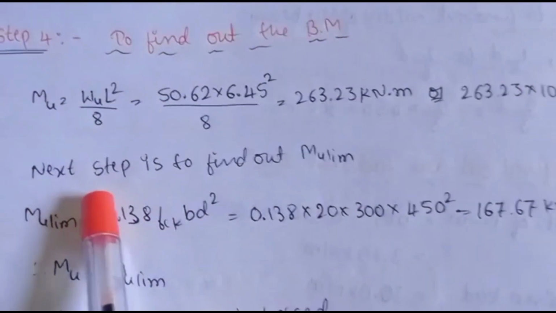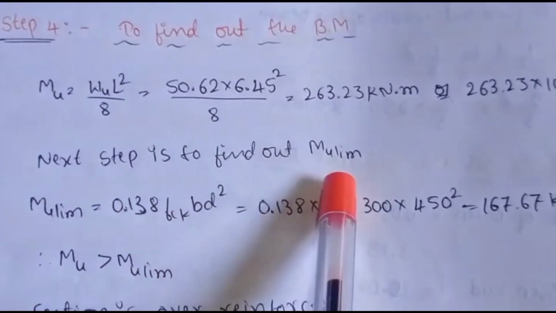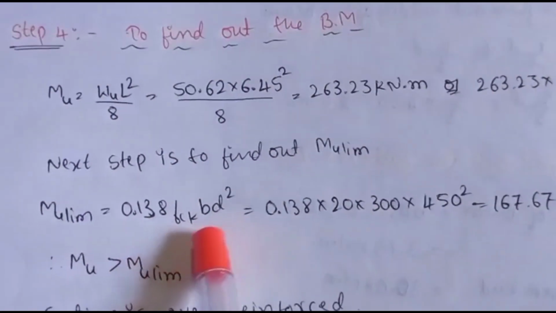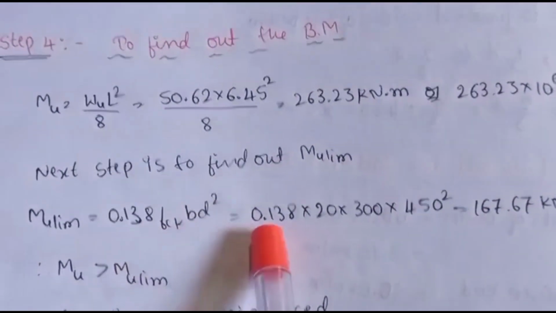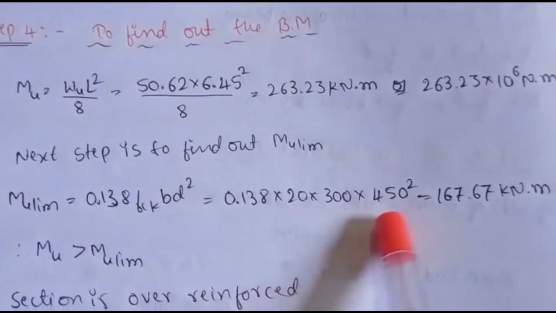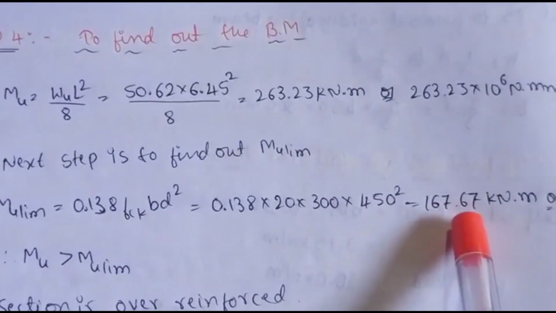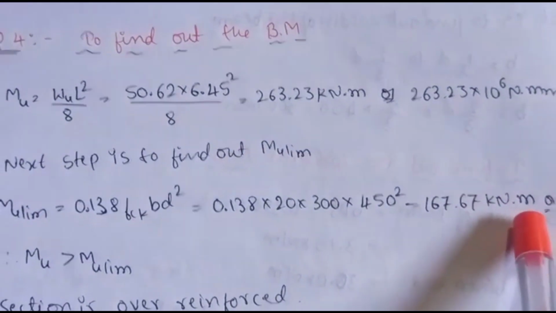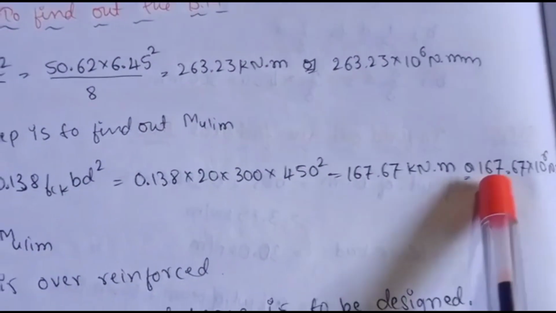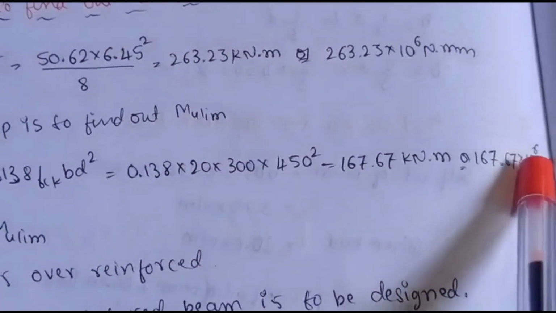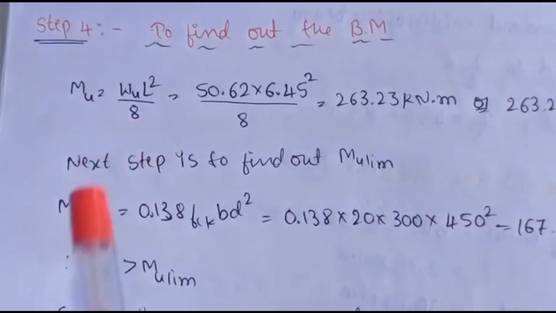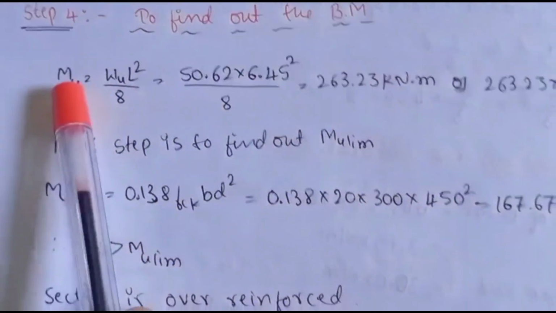The next step is to find out the Mu limit. Mu limit is equal to 0.138 fck b d square. Substitute all the values, simplify this, we'll get our Mu limit value equal to 167.67 kilonewton meter, or in terms of Newton mm, 167.67 into 10 to the power of 6 Newton mm. This is how we calculate the Mu limit and Mu.